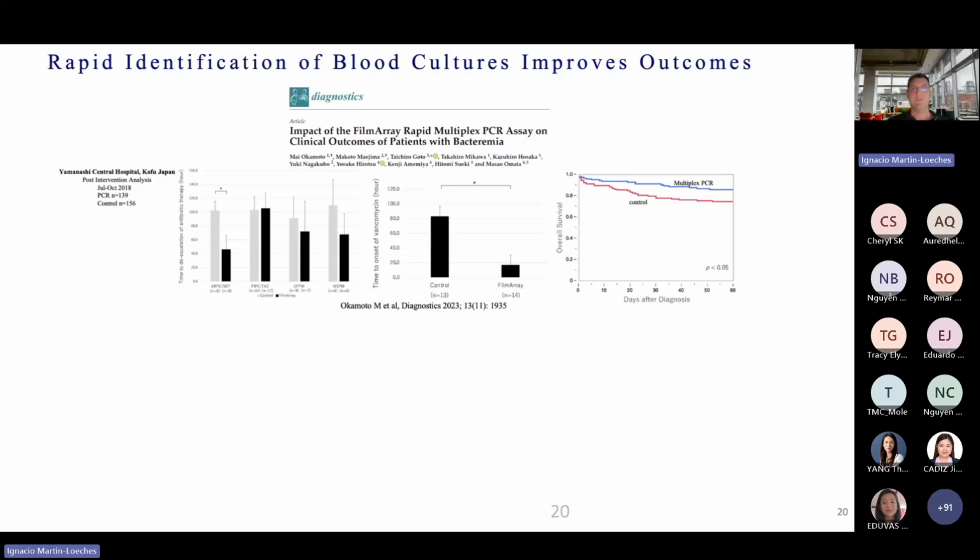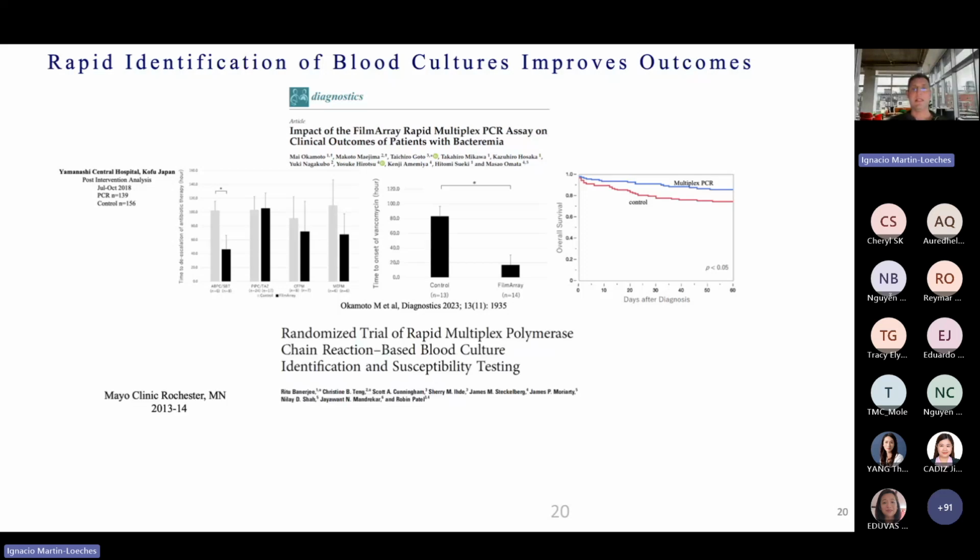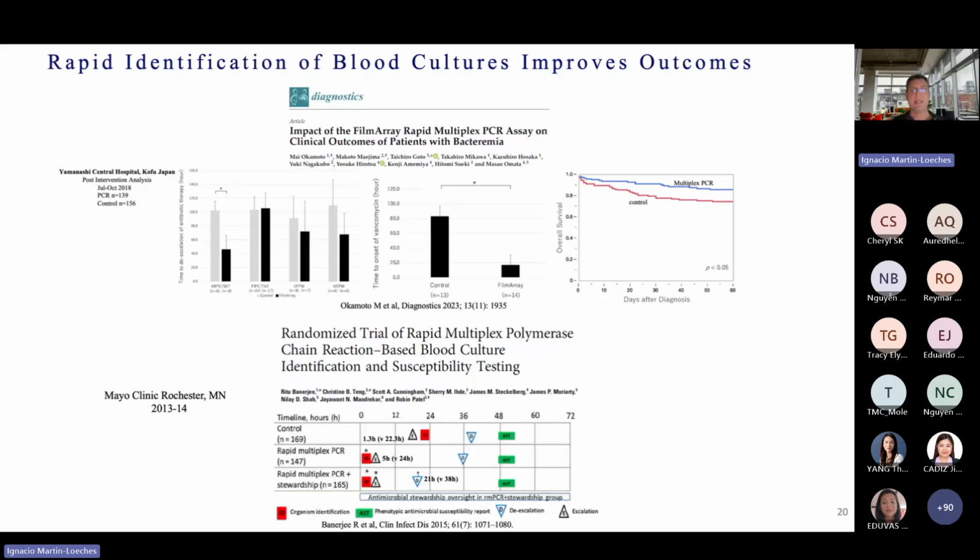There is another study from the Mayo Clinic showing the use of this test when included in teams, and this is the magic bullet, because in this study we can see that when it was included in antibiotic stewardship teams, there is no difference in detection, but there is a very important difference in de-escalation. So that reinforces the point that these tests are not just tools, they are also tools that can modify clinical management.